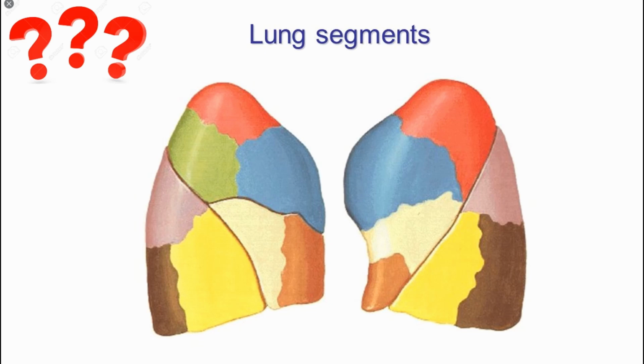What is this image telling me? It is telling me that the lung has different segments. Now the segment is the functional unit of a lung, and the tertiary bronchus gets into this segment and divides many times into bronchioles and then terminal bronchioles and the rest of the story of the alveoli.